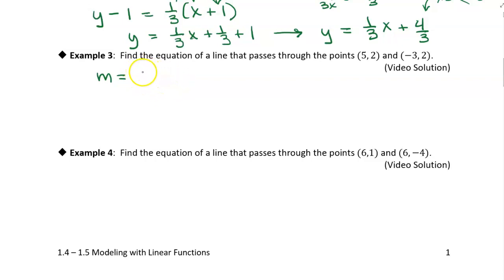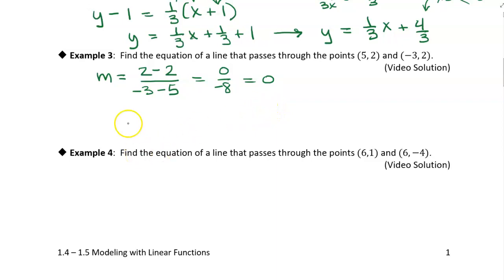So we can take the difference in the y values, and both y values are 2, and we can take the difference in the x values, so it's -3 minus 5. Okay, so we end up with 0 over -8. All right, now 0 divided by anything is 0. Okay, so we have a line with a slope of 0.